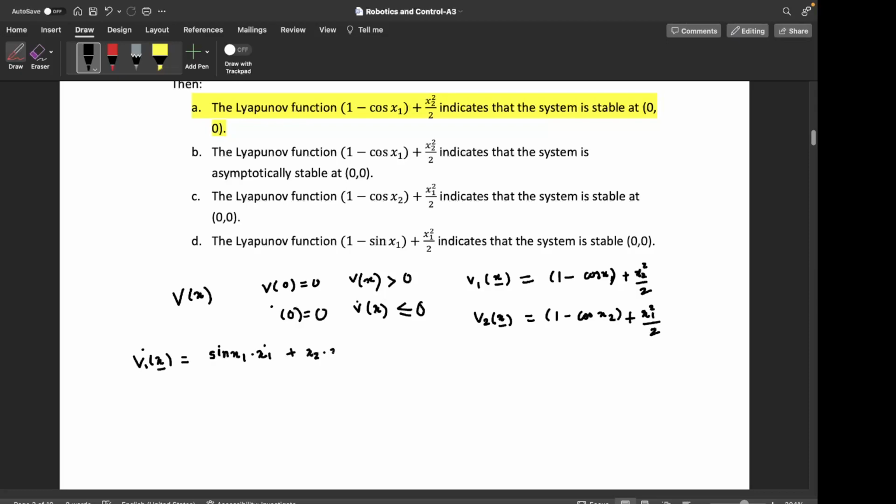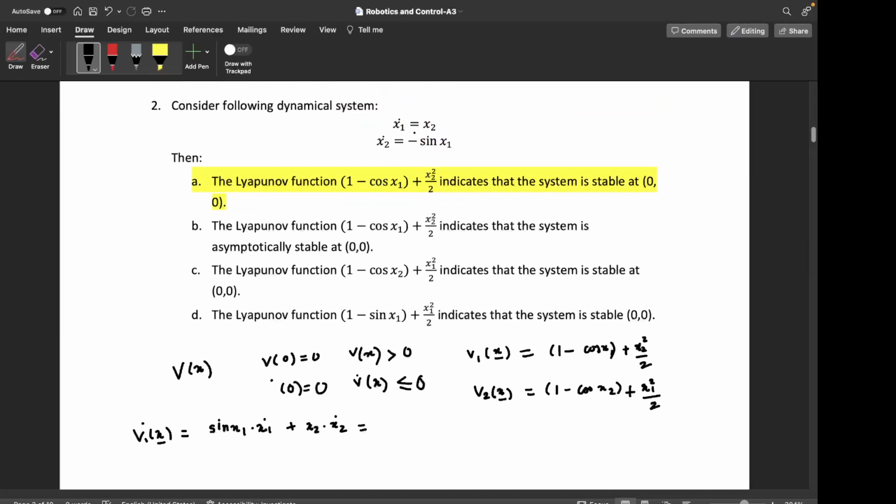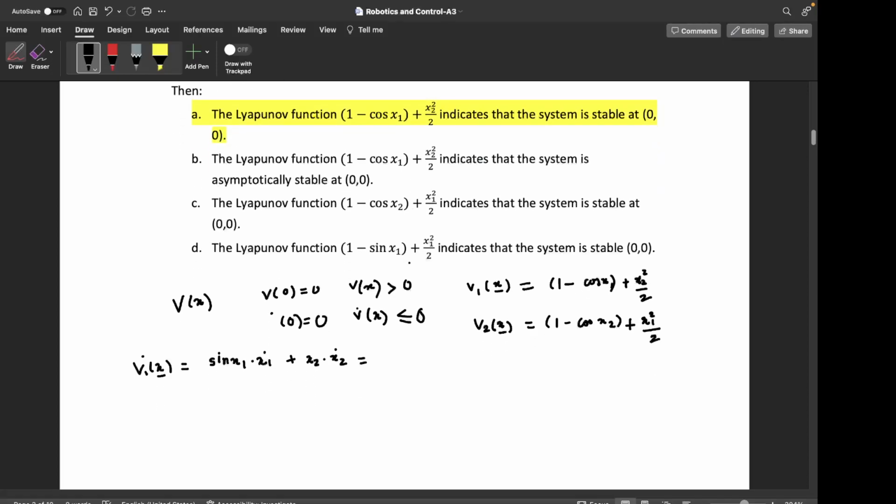So x2 and x2 dot, right? And to substitute, you can substitute the values of x1 dot and x2 dot as given in these equations. So x1 dot is x2 and x2 dot is minus sine x1, right? So basically it will be x2 sine x1 minus x2 sine x1, which is 0. Both of them cancel out.